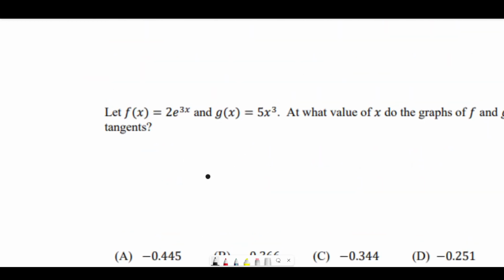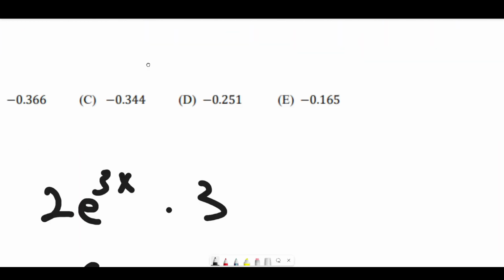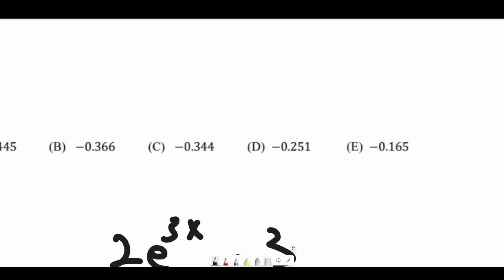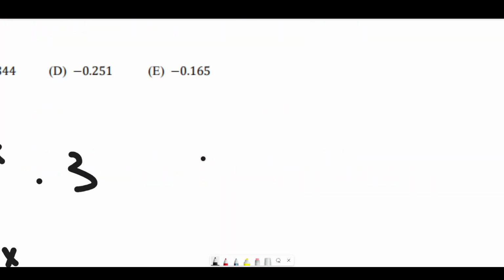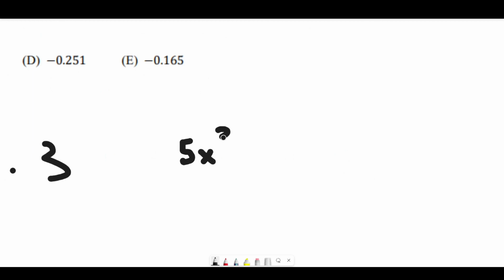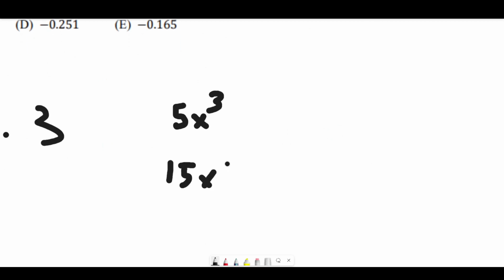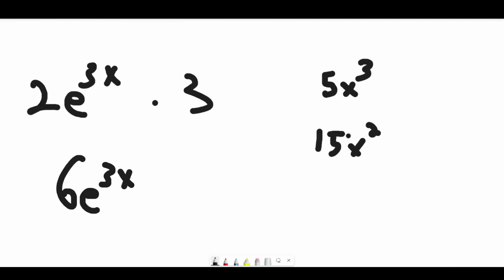And now we're going to do that for g of x, 5x cubed. In this case, we don't need to do the chain rule. It'll just be the power rule. So 5x cubed will just become 15x squared. And now we have to set the equations equal to each other.